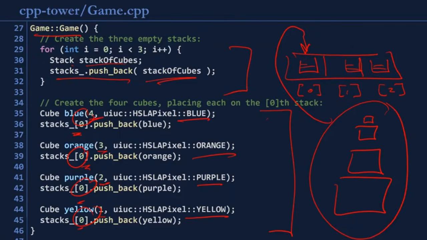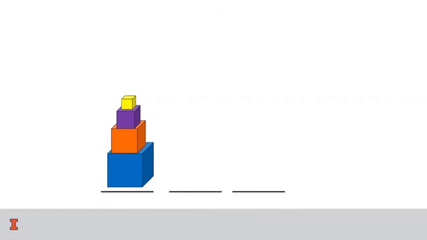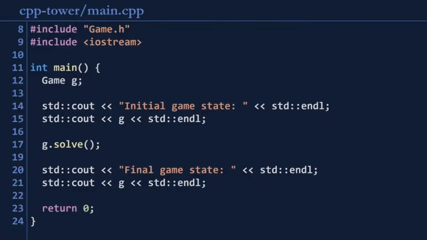We haven't seen a main function, so I created a main.cpp that's going to actually run the game. The goal here in main.cpp is to create a game, Game G, and print out the initial game state. On line 14, I do cout and say initial game state, and then on line 15, print out G, the game itself. Since we defined our friend ostream operator, we're able to print out the game itself, and that's going to print out information about the game, which I implemented in the game.cpp file that you can check out.